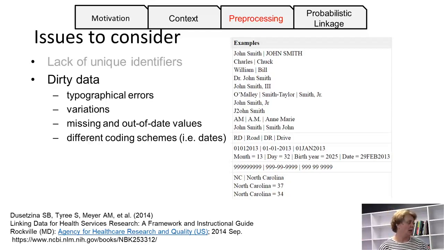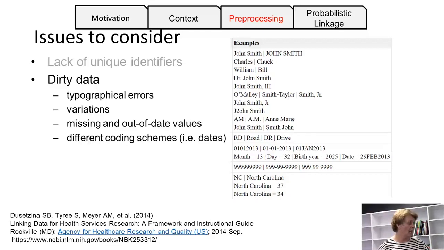Then you see Dr. John Smith and John Smith III. So a lot of the pre-processing packages take off that last thing, the third, take off the honorific or the title of doctor, and just get to the core of the name. And then you'll see other things.